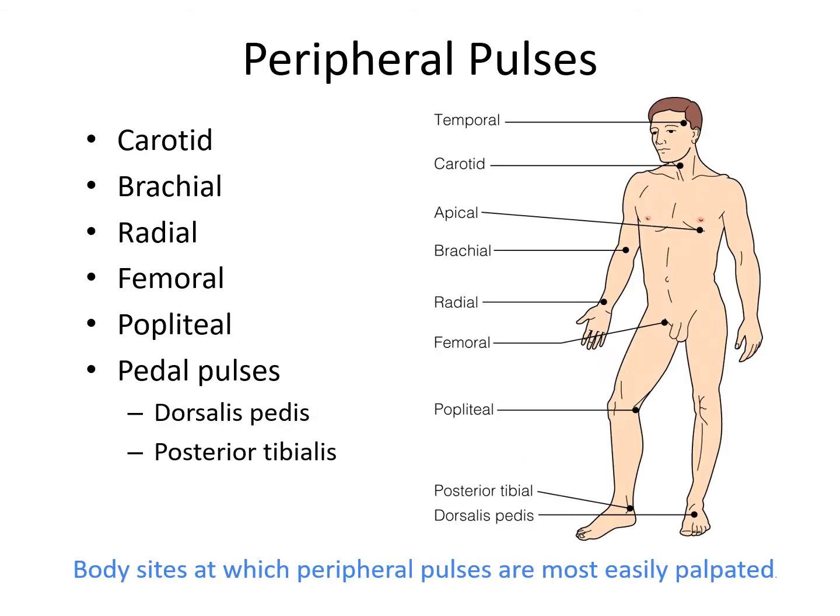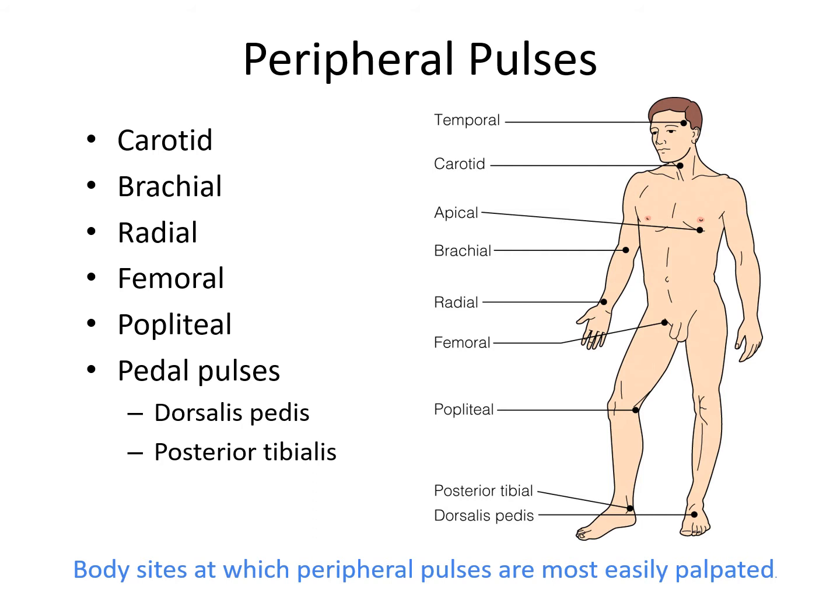Okay, let's address the topic of peripheral pulses, which we also assess as nurses. Arteries are more elastic than veins, and this allows the arteries to alternately expand and recoil as the heart contracts and relaxes with each beat, producing a pressure wave, which we can feel as a pulse over an artery.